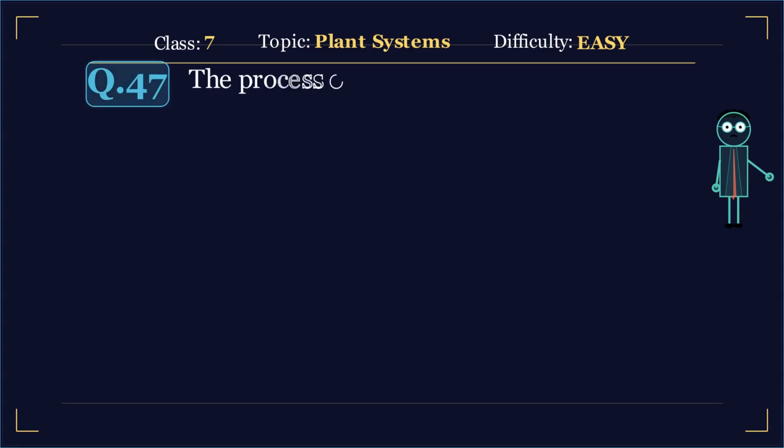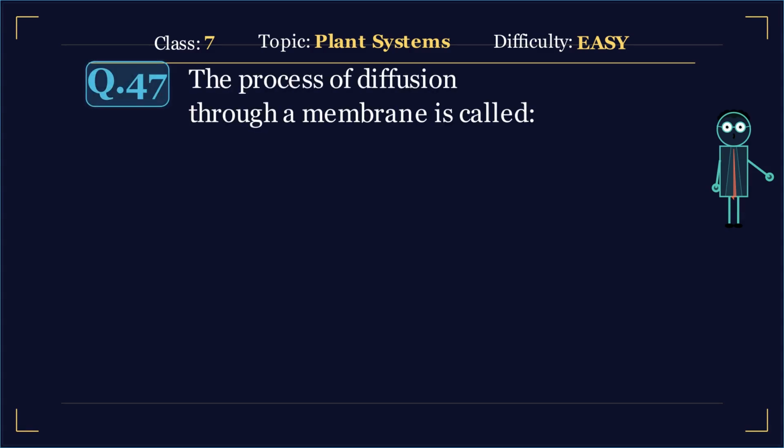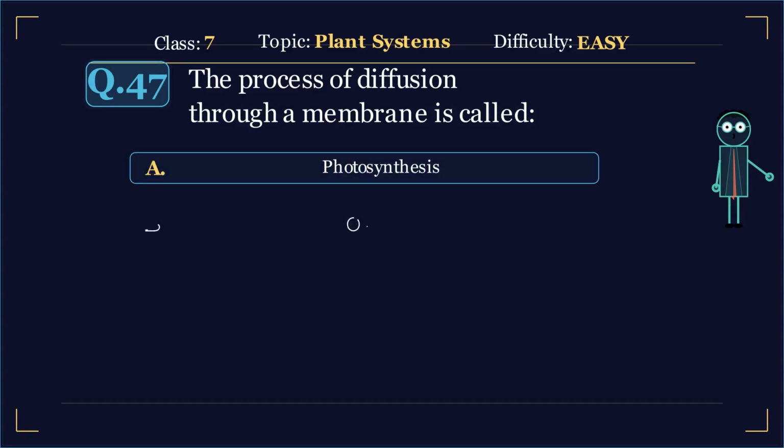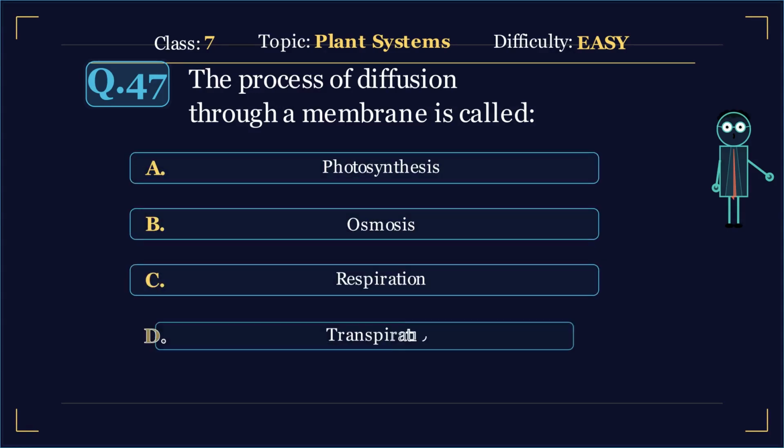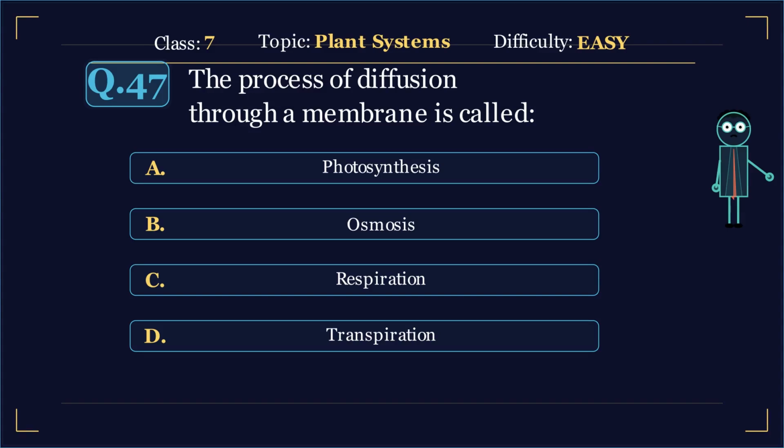Question 47. The process of diffusion through a membrane is called. Option A, photosynthesis. Option B, osmosis. Option C, respiration. Option D, transpiration. The correct answer is option B.